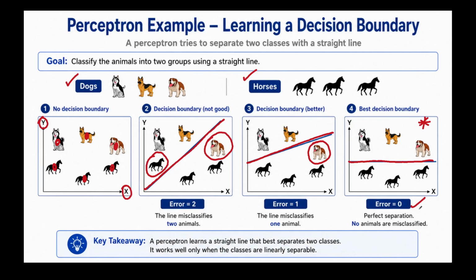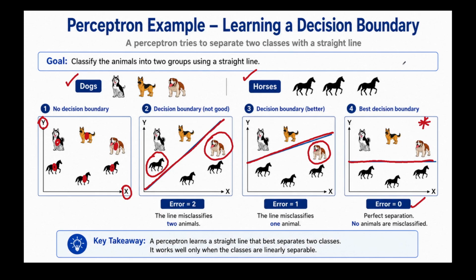The perceptron tries to adjust lines so that the classification error becomes smaller and smaller. In mathematical terms, the line is controlled by the weights and bias. When the perceptron updates weights and bias, the decision boundary moves. So learning is not magic. It is a repeating process of prediction, error calculation, and weight update.